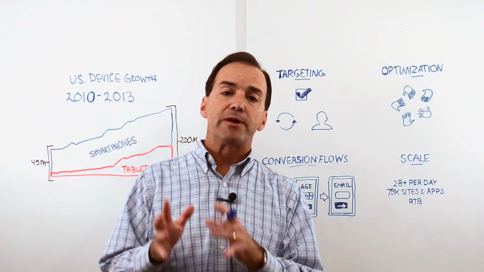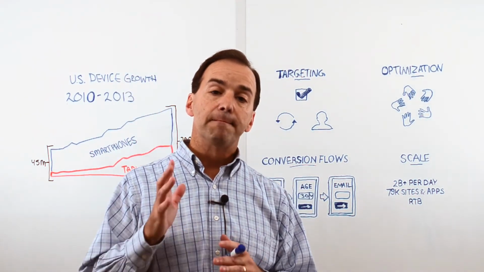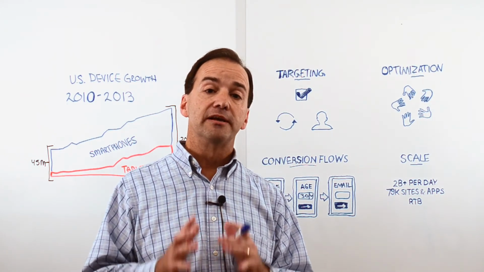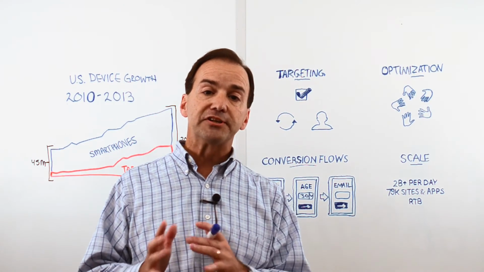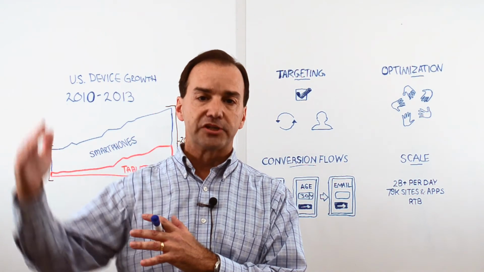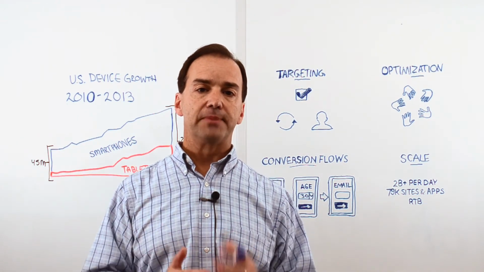The last step is scale. As you start to evaluate partners to help you with your mobile strategy, make sure that they have the scale to deliver the volume of leads that you need to hit your goal. Increasingly today, scale on mobile means having the ability to access traffic from exchanges using real-time bidding.